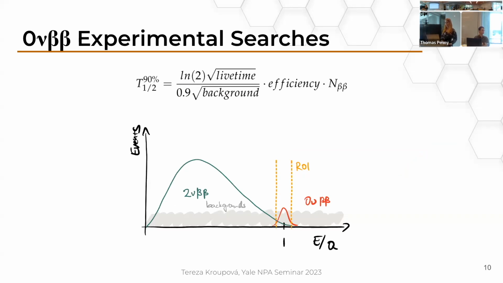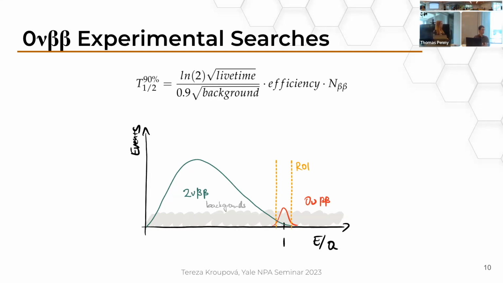So obviously, we would like to do more and probe more of that allowed region. So how do you do that, and how do experiments usually approach this? In the simplest way, your 90% confidence limit will be guided by a formula like this. It will be proportional to the square root of the lifetime, so how long you take the data, inverse of the square root of the background, so anything in your region of interest that is not signal, the efficiency, and the number of the double beta isotope.